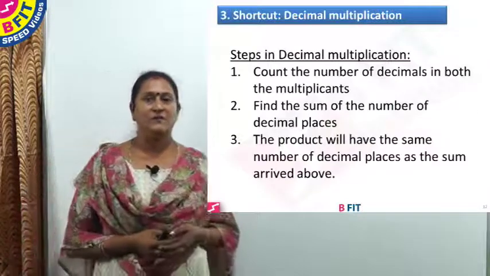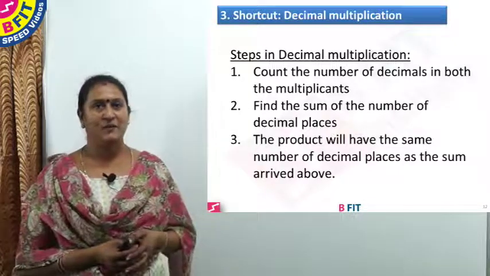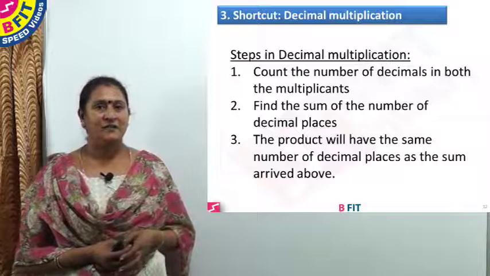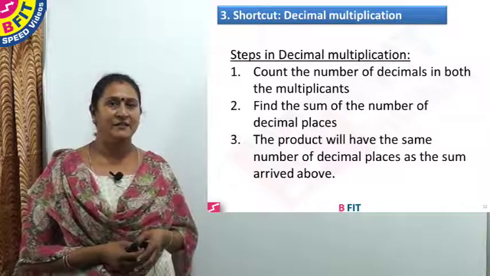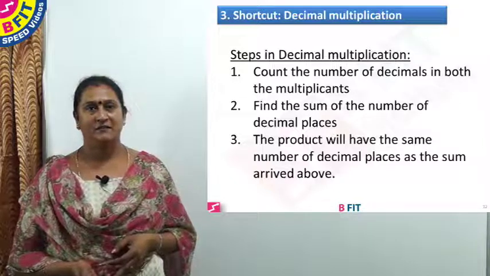So while doing decimal multiplication, count the number of decimals in both the multiplicand and the multiplier, add the decimal places, and finally place the decimals in the product. So we'll see the next question.